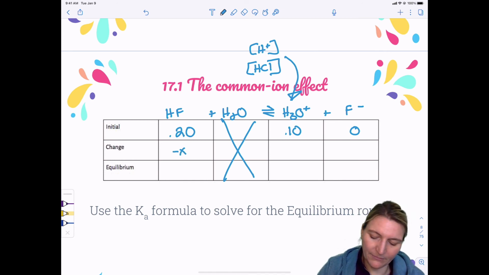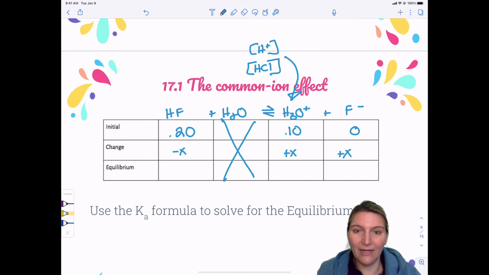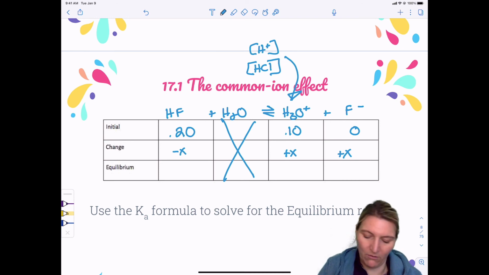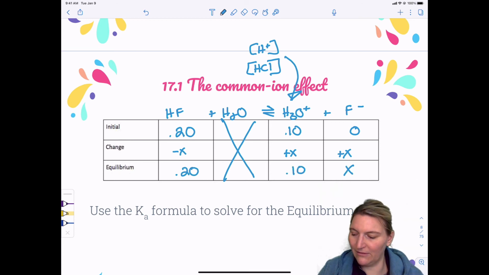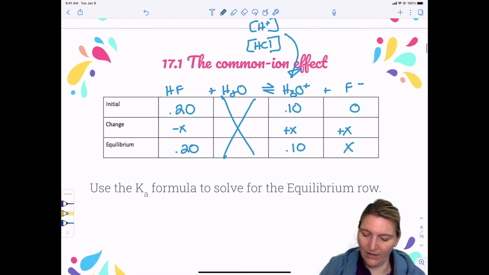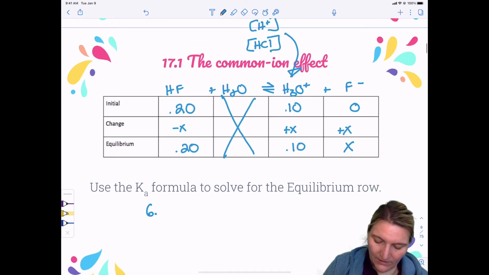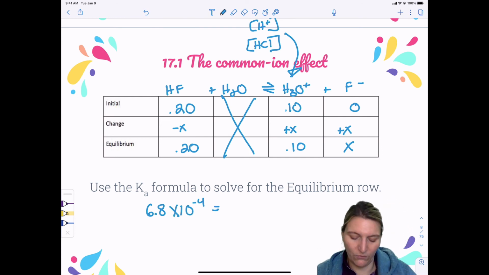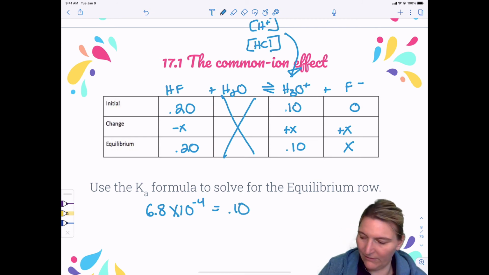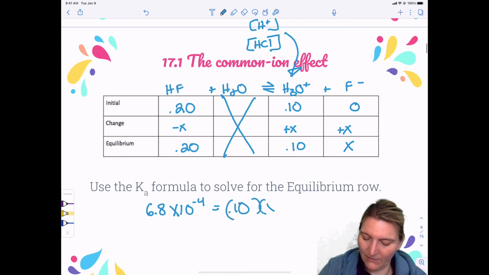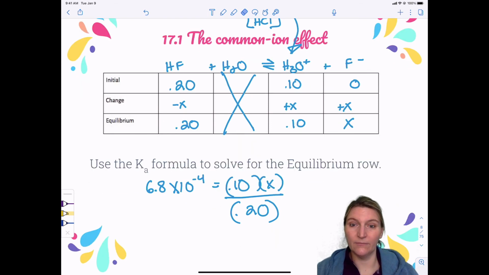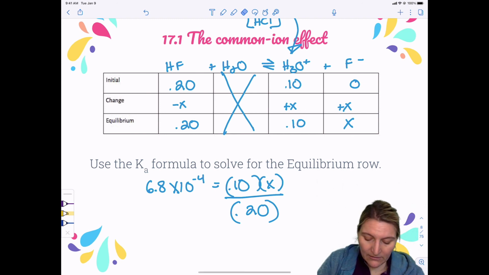Same as usual. And again, it's a weak acid, so the X's are going to be negligible when compared with 0.20 and 0.10. So this would be 0.20, this would be 0.10, and this would be X. Okay, so 6.8 times 10 to the negative 4, that's the Ka of hydrofluoric acid, is equal to 0.10 times X over 0.20.